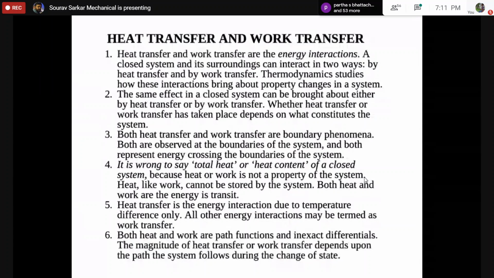The system can never possess some amount of heat. The system can possess internal energy. It cannot possess heat and work. It is completely wrong to say that this system is having high heat. No, it is wrong, because heat can only exist at the boundaries.